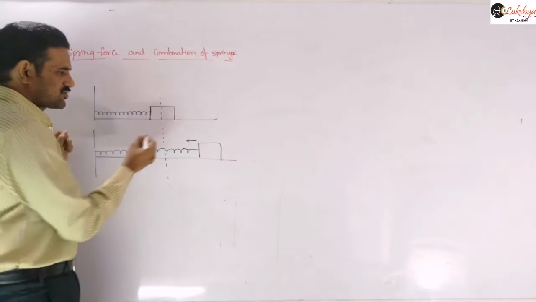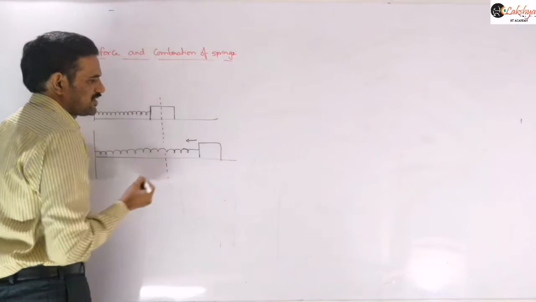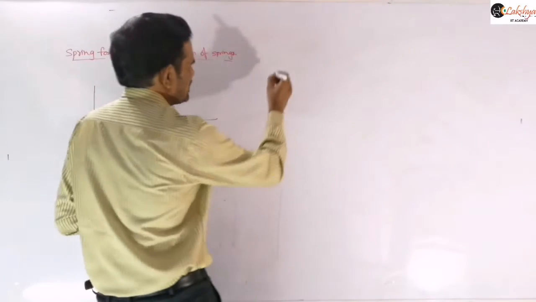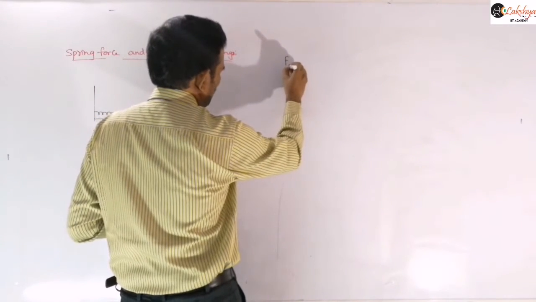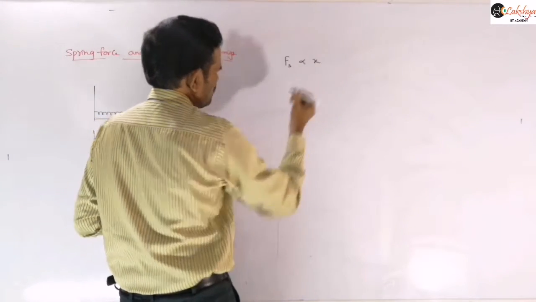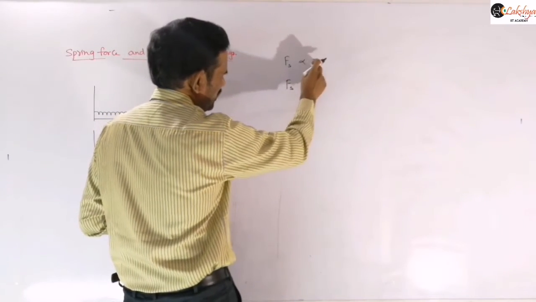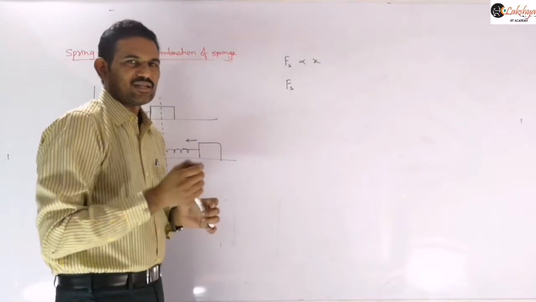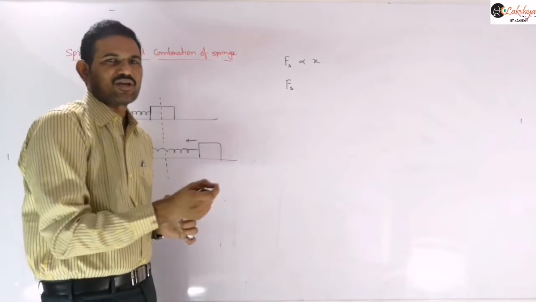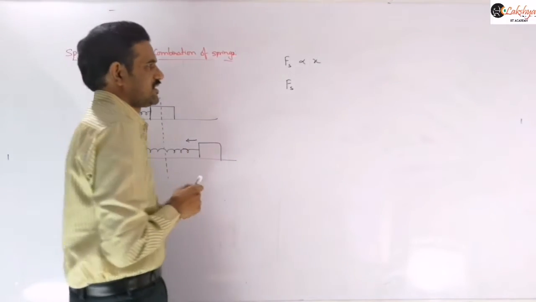Here there is no spring force, and here the spring force will be there. We discussed already that the magnitude of the spring force is directly proportional to the displacement, that is, the elongation or change in length. Here x means the change in length of the spring, whether it is compression or elongation, just a change in length.